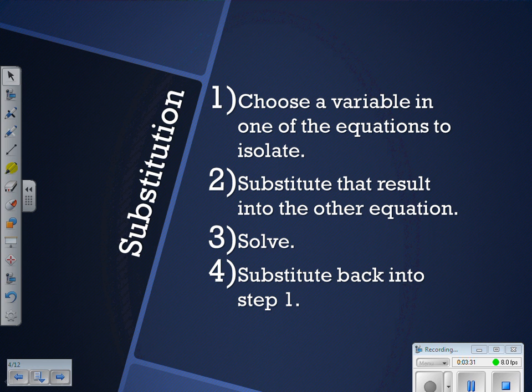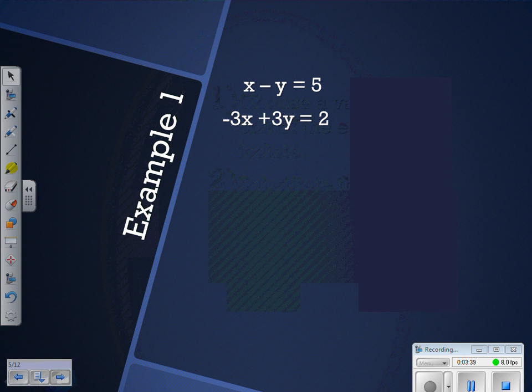Since these are linear, x and y, those are our two answers. That's where we're going to use substitution. So an example of this real fast. I got x minus y equals 5 and negative 3x plus 3y equals 2.